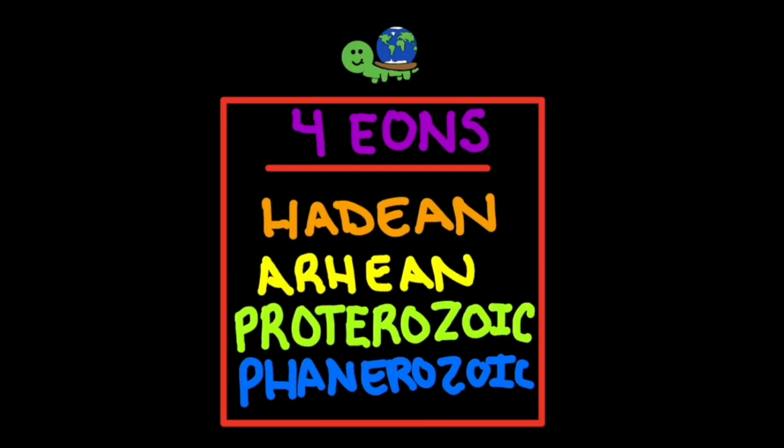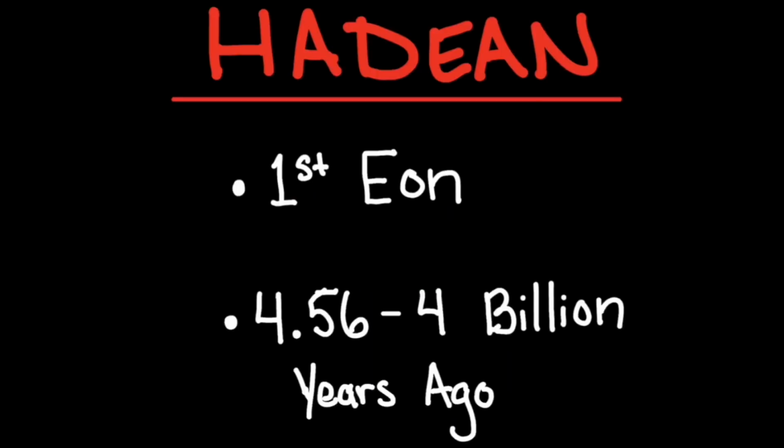As I said, eons are the largest units. There are 4 total eons. From earliest to most recent, we have the Hadean, Archean, Proterozoic, and Phanerozoic eons. We are currently in the Phanerozoic eon. Eons can be hundreds of millions to a few billions of years long. When was the Hadean eon? The Hadean eon was from 4.56 billion years ago to 4 billion years ago. Not too much is known about this time period.